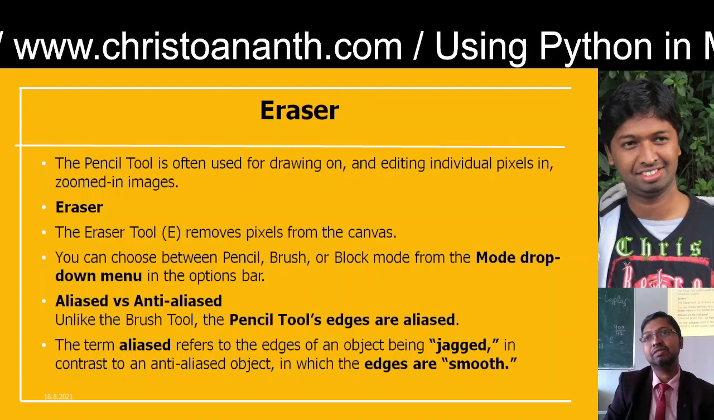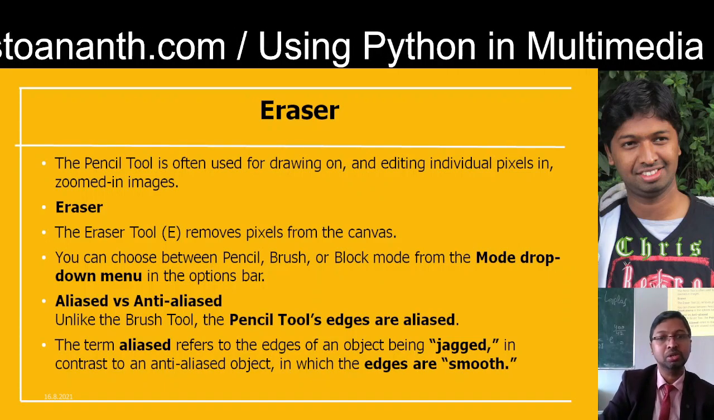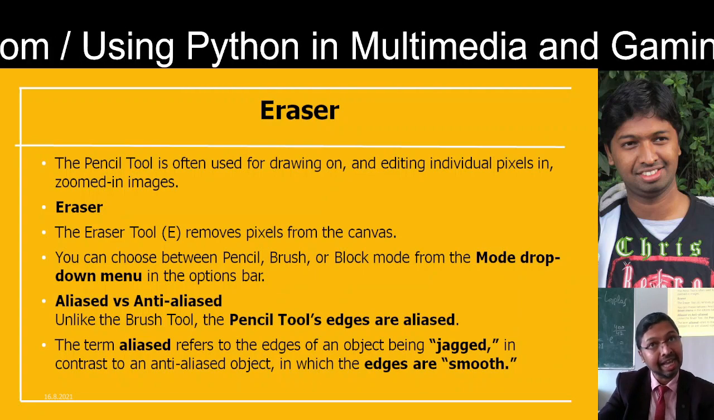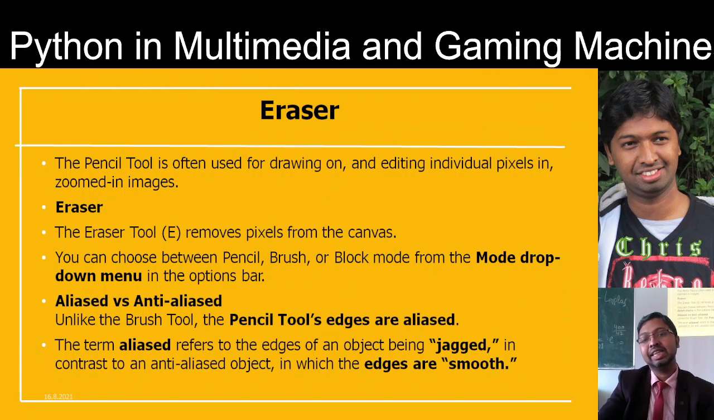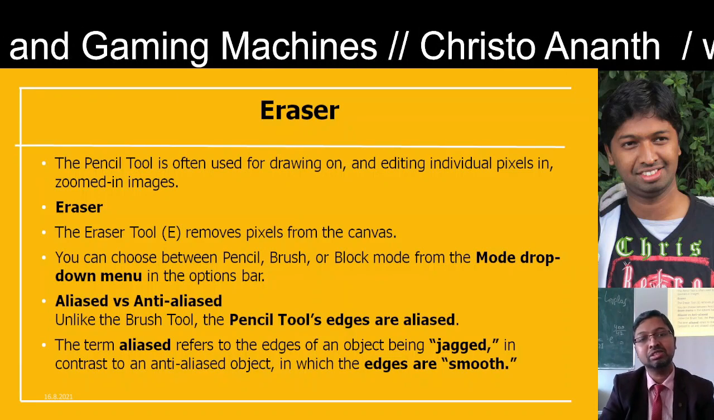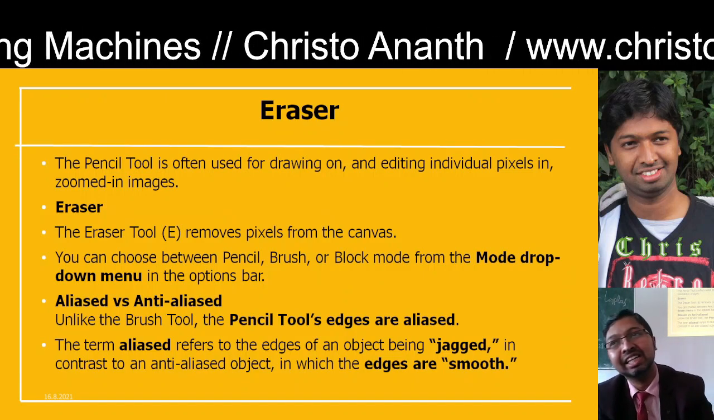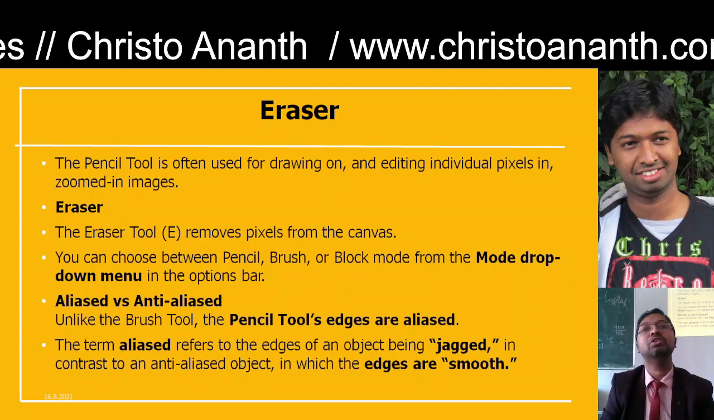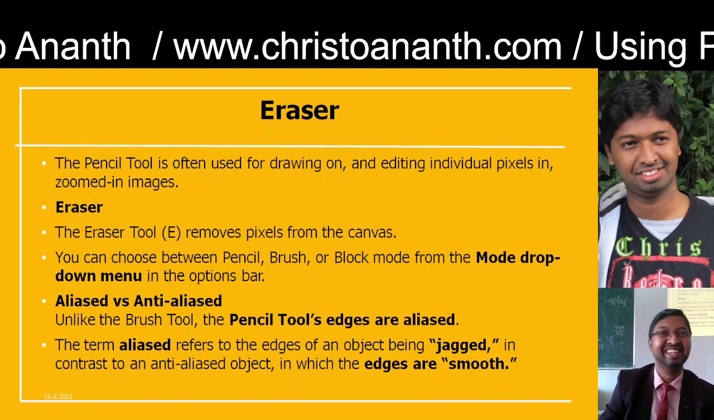Then you have aliased versus anti-aliased. So unlike the brush tool, the pencil tool's edges are aliased. Okay, so aliased means the edges of the object being jagged like this. Okay, so in contrast to the anti-aliased objects in which the edges are actually smooth. Okay, so we prefer to have anti-aliased edges rather than aliased edges.